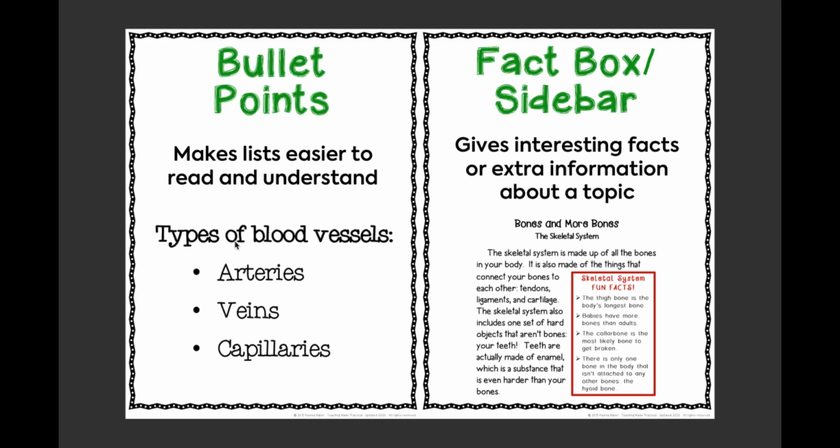So instead of saying there are 3 different types of blood vessels, the blood vessels are arteries, veins, and capillaries, this just shows you a condensed version, and it's a little bit easier to read. Also, they can have fact sidebars. So if you look at this example, the text is right here, but there's also a little sidebar that gives you fun facts about the skeletal system.